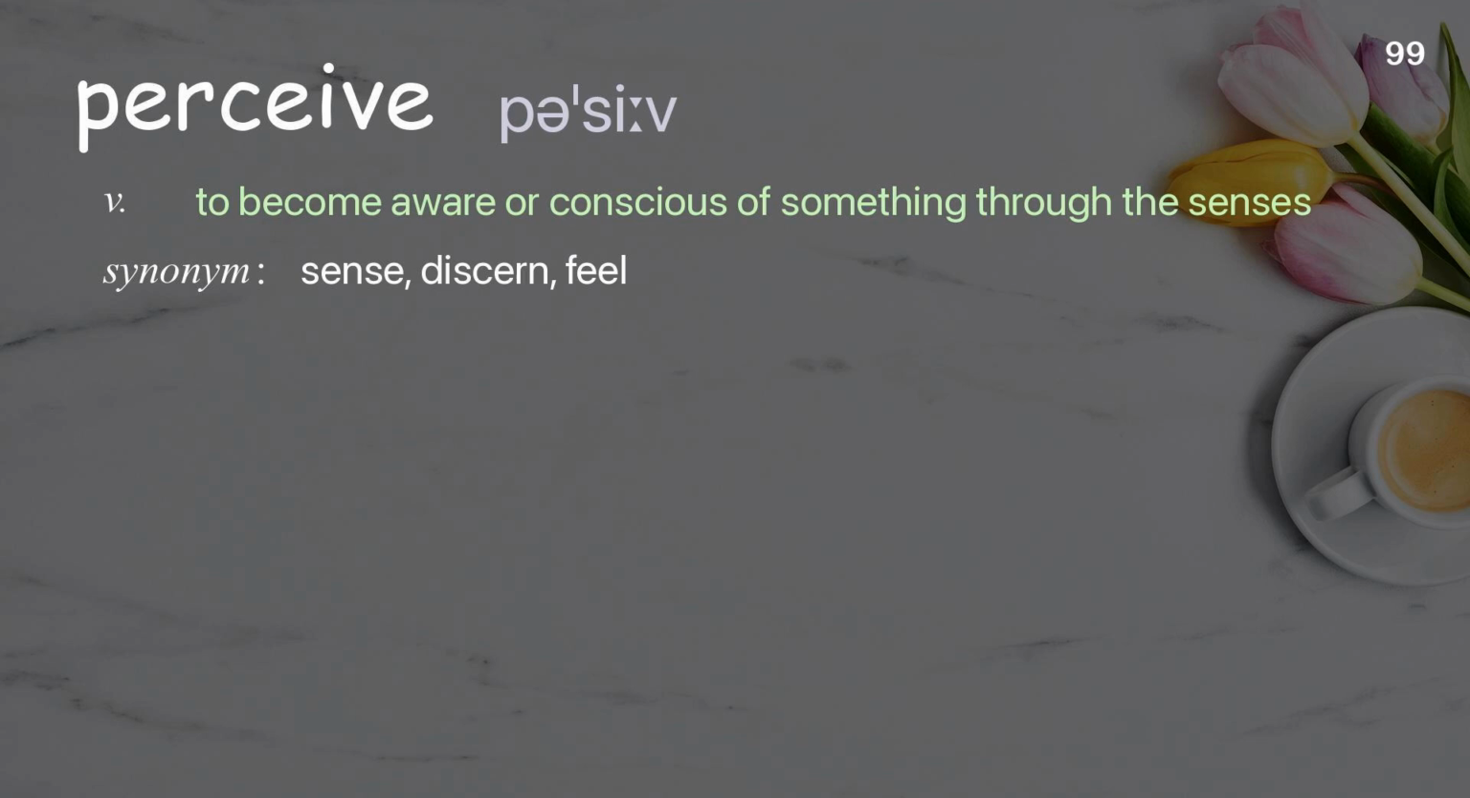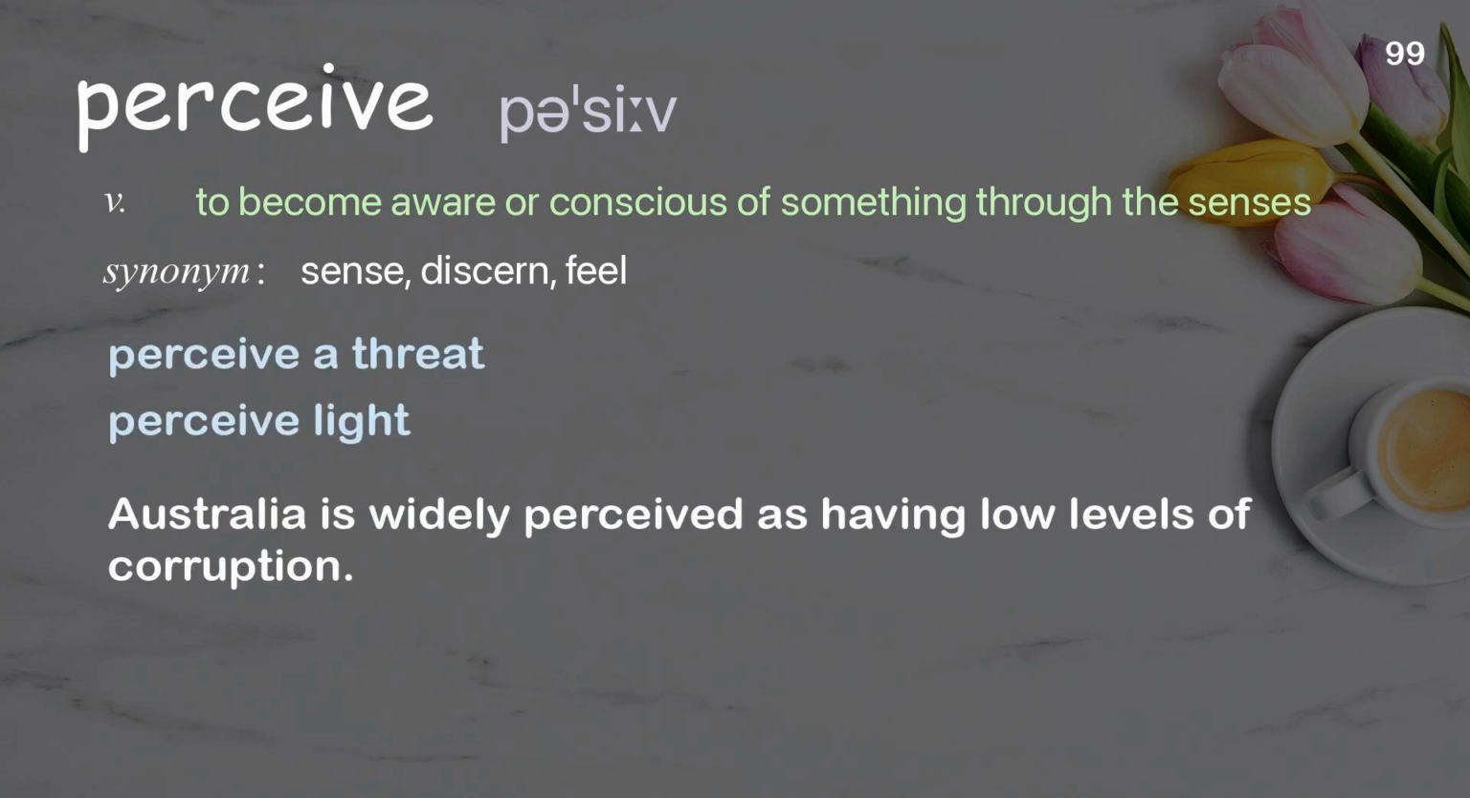Perceive. To become aware or conscious of something through the senses. Examples: Perceive a threat. Perceive light. Australia is widely perceived as having low levels of corruption.